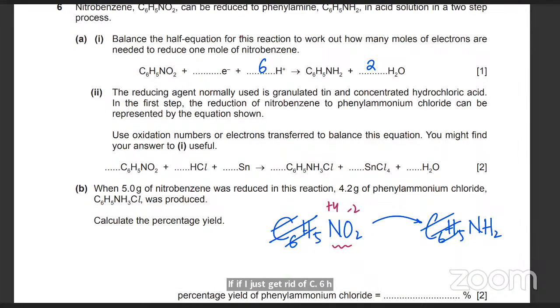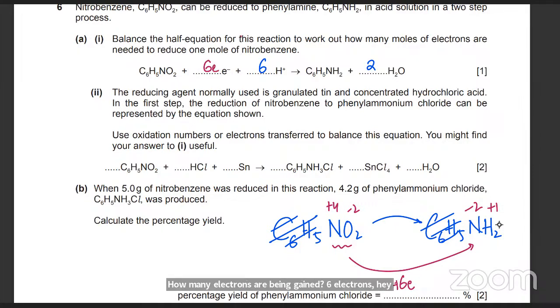जी sir. तो यहाँ पे क्या है? NH2 के अंदर it's going to be H is +1, right? So this is +1 and a 2 +1, so N would be -2, right? So your N is changing from +4 to -2, which is a change in of what? How many electrons are being gained? 6 electrons, right? Clear है बात? जी sir.